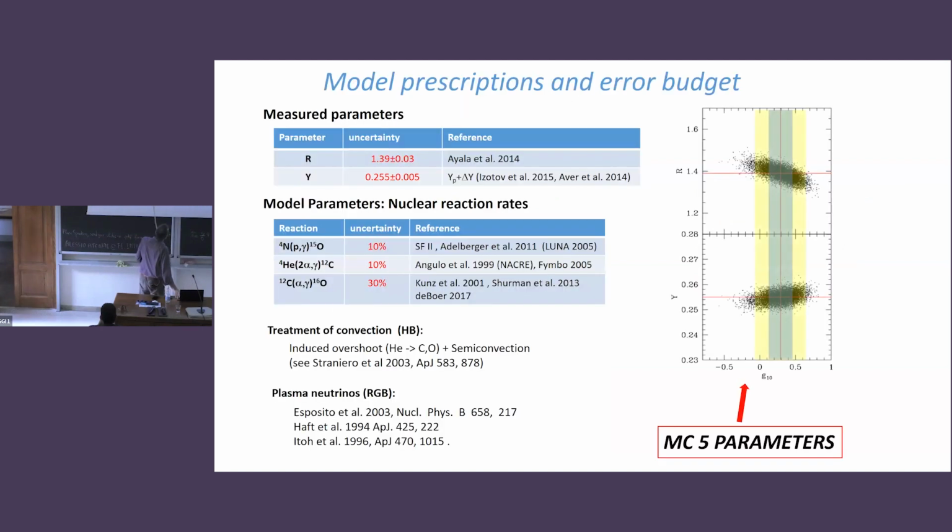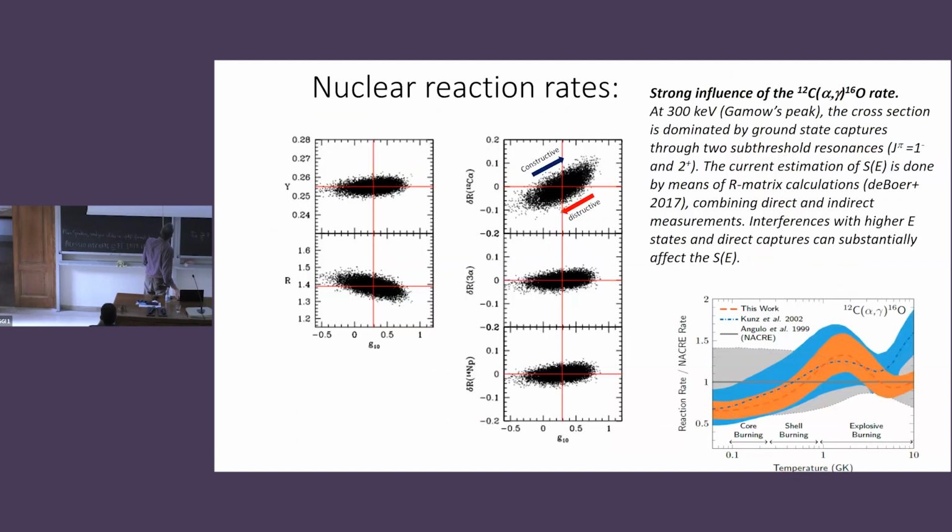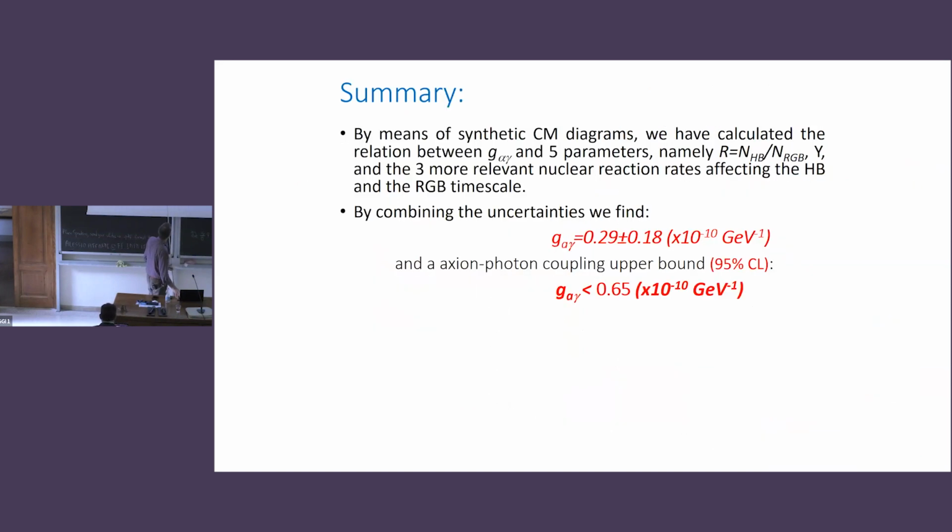And this is the error analysis, based on Monte Carlo simulations. I have not much time to explain that. We have to take under control the uncertainty in the nuclear reaction rates that may modify the horizontal branch evolutionary timescales. And so this is the result, essentially.